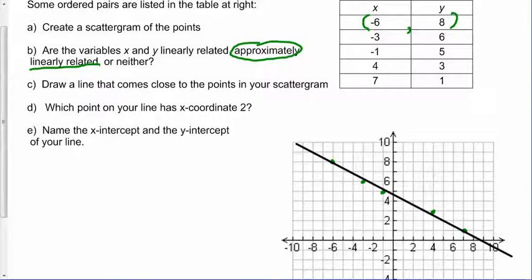Now I do want to be sure to put arrows on my line to say this is a model that I'm saying is extending beyond. So I'm going to go ahead and put those arrows there. It goes beyond just the points that I plotted.